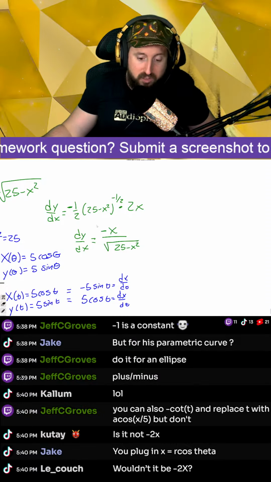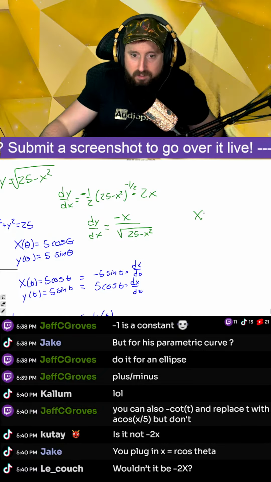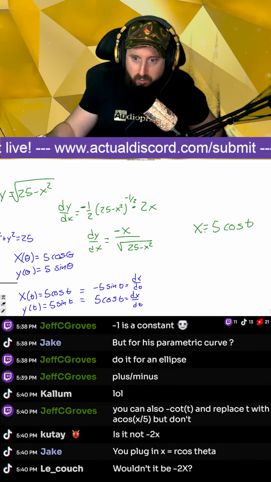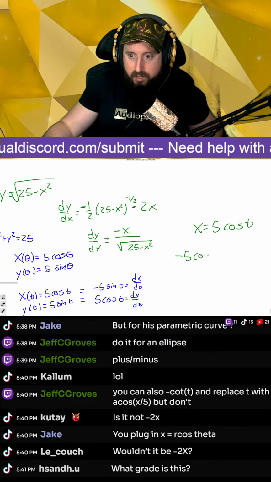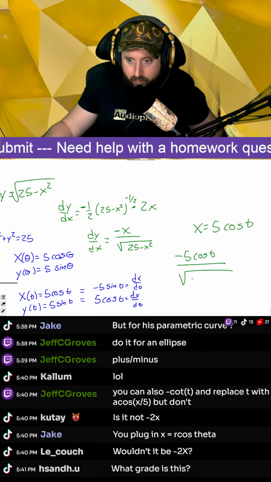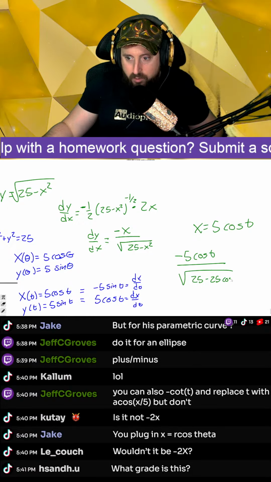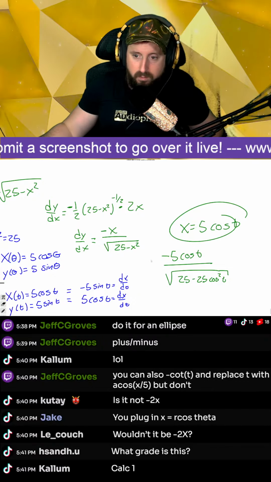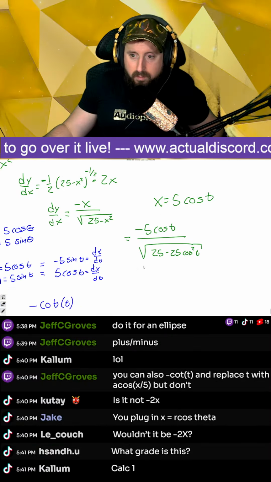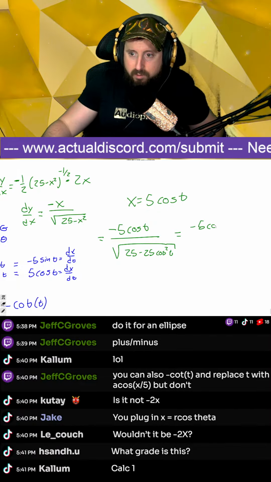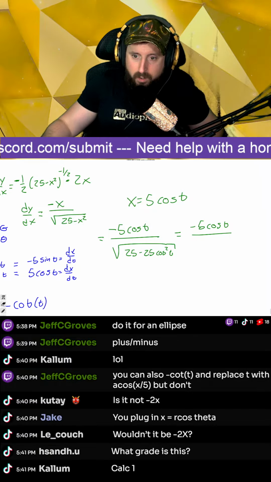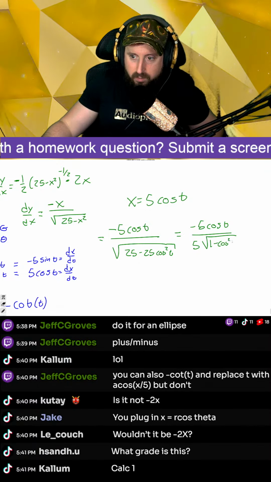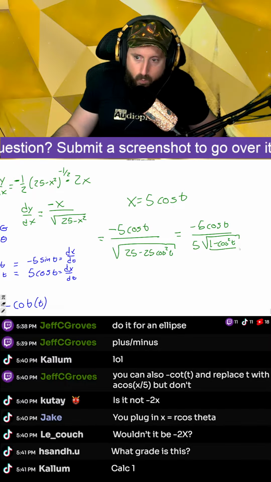And then if you want to double check that this is true, you can say, okay, well, x was equal to 5 cosine t, right? And then let's see what happens when you plug that in. So then I get -5 cosine of t all over the square root of 25 minus 25 cosine squared of t. If I plug this back in, this becomes -5 cosine of t over, you can pull the 25 out as just a 5, the square root of 1 minus cosine squared t. And then, River, do you know what 1 minus cosine squared is?